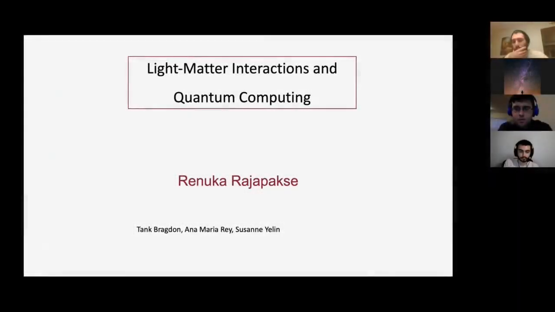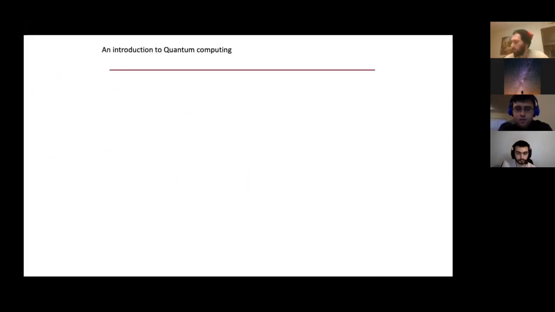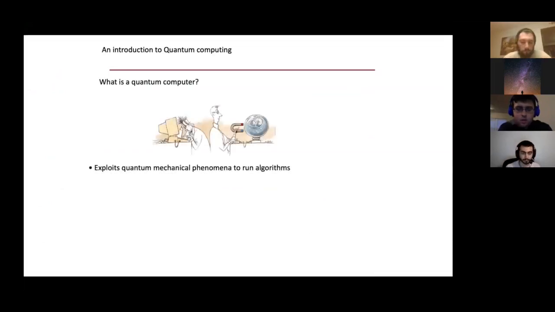So what I do is light matter interactions and quantum computing. This is part of the research that I did with a group at UConn and the University of Colorado at Boulder and Harvard. So basically, quantum computing uses quantum mechanical phenomena.